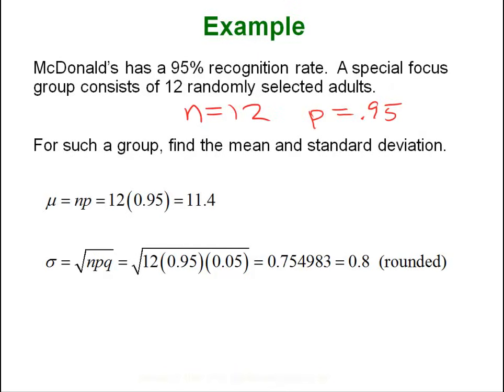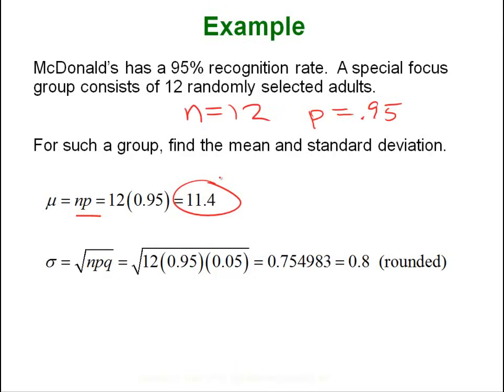So the mean, right, is just n times p, and we would expect that out of a group of 12, 11.4 of them would recognize McDonald's. Now you're probably asking, how the heck do I get 0.4 of a person? You don't. And that's something to realize, that an expected value doesn't always make sense in the real world. You can't have 11.4 people out of 12.